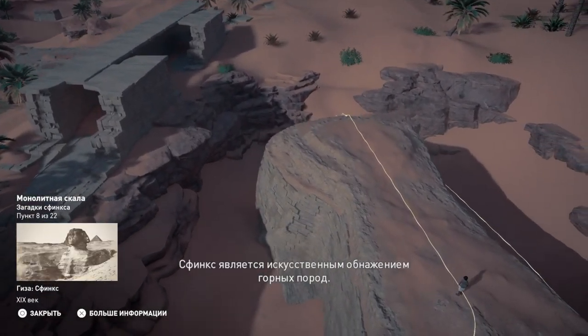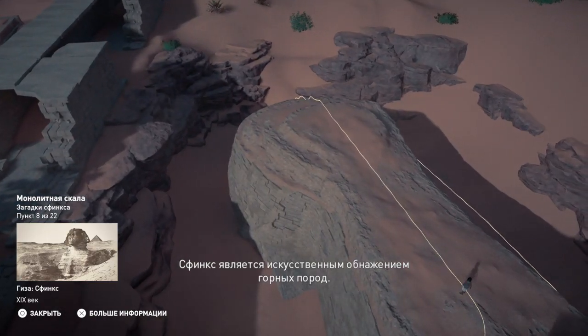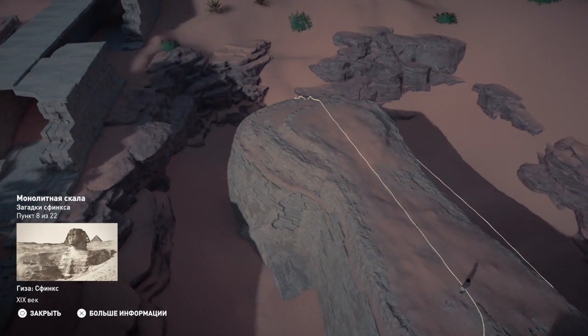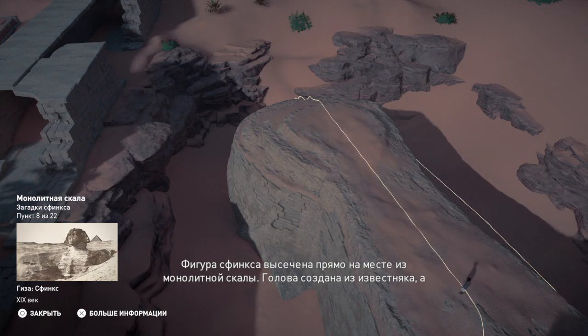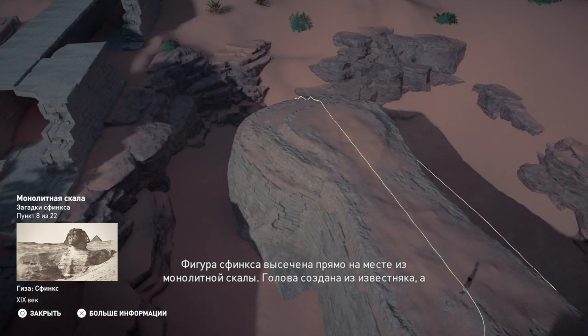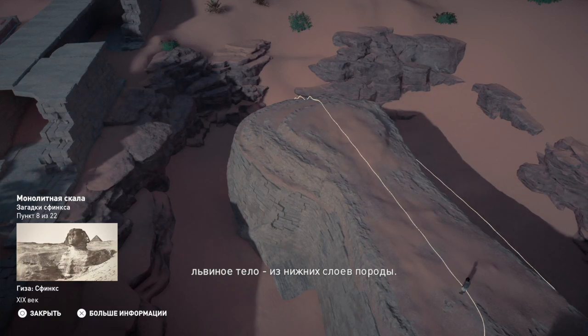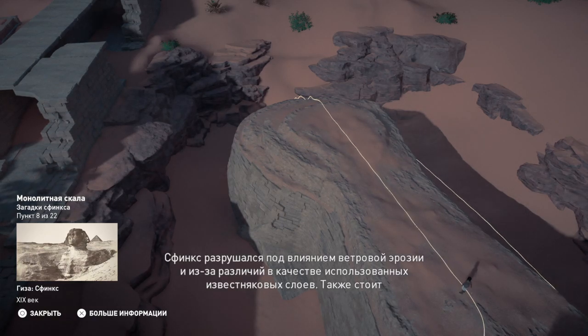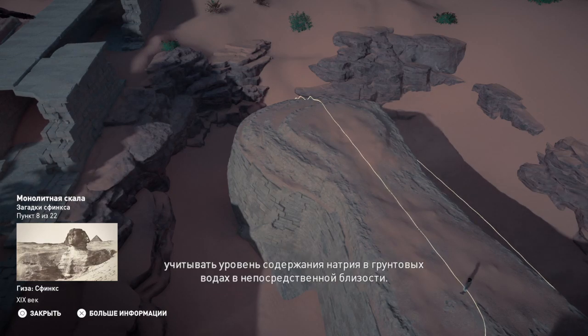The Sphinx as a whole was carved in situ from a natural stone promontory. Its head was built in a limestone peak of the Mukattam Plate, and the body was sculpted in the underlying rock layer where it is located. The degradation of the Sphinx is due in particular to wind erosion and the different quality of limestone used in its construction. The level of sodium contained in the groundwater which abuts the stone is also a contributing factor.